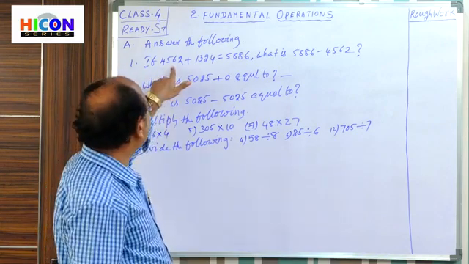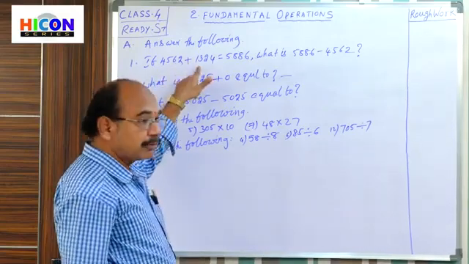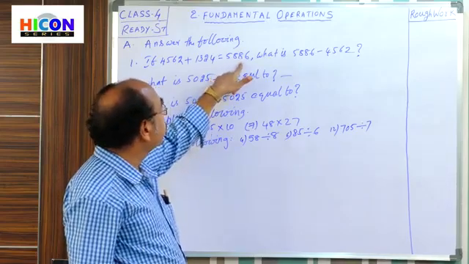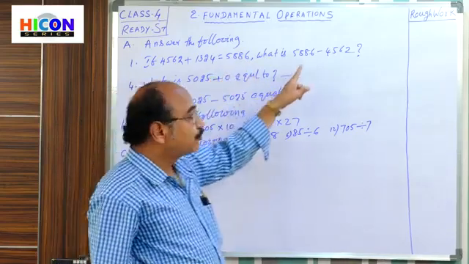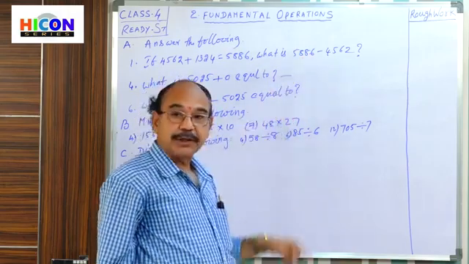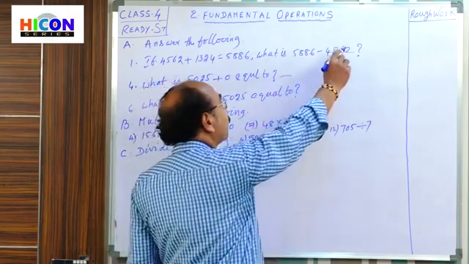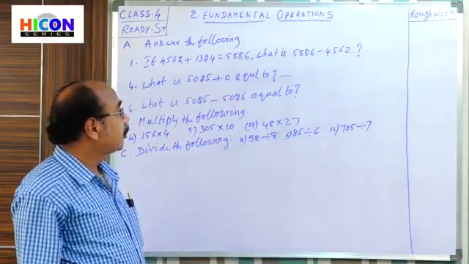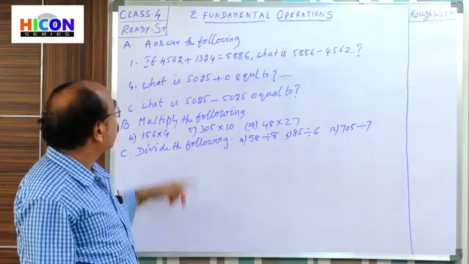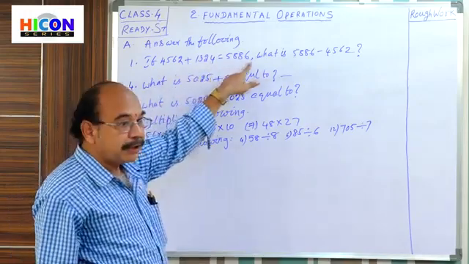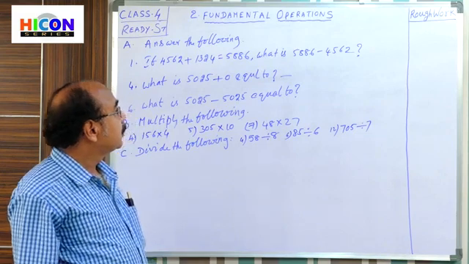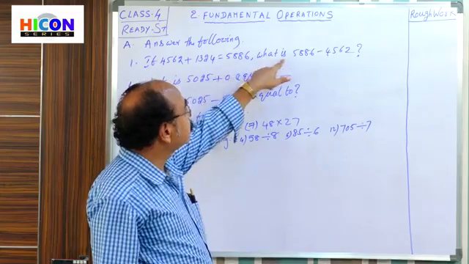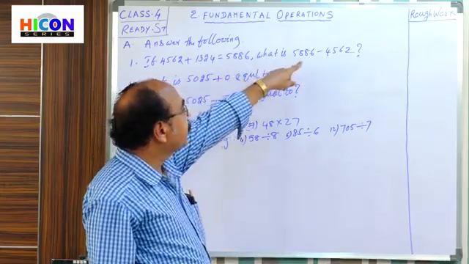If 4,562 plus 1,324 is equal to 5,886, what is 5,886 minus 4,562? That is the question. Okay. Observe the two numbers. Sum of the two numbers is given as 5,886. Now, from this point, he asked one question here. What is 5,886 minus 4,562?